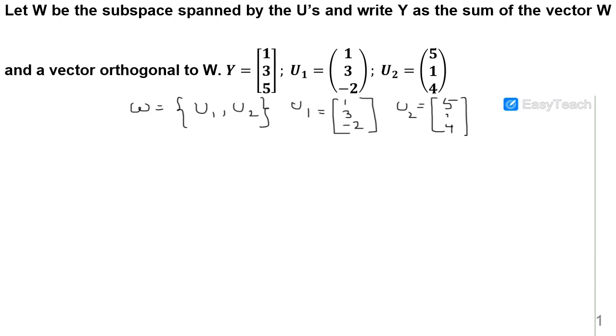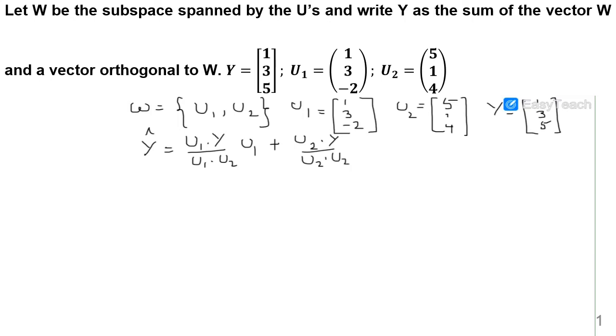We need to write y, a vector defined as 1, 3, 5, as the sum of a vector in W, and also we need to find a vector which is orthogonal to W. When we project y onto this W, we have the equation y cap is given by u1 dot y divided by u1 dot u1 multiplied by u1 plus u2 dot y divided by u2 dot u2 multiplied by u2.